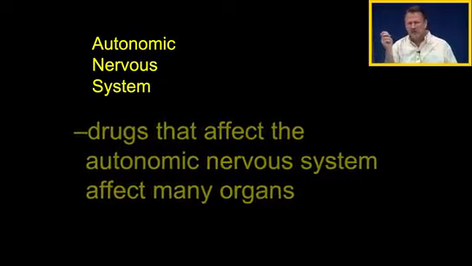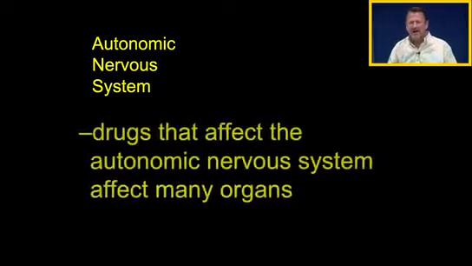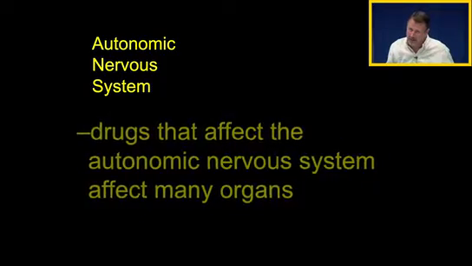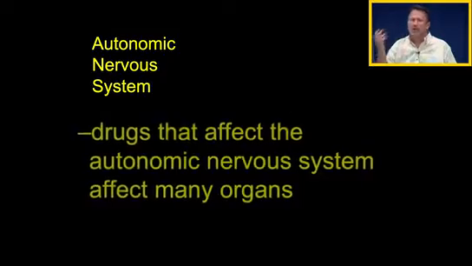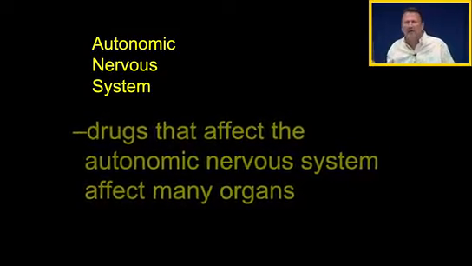And so these will be eye drops, and they'll be for the eyes. And are the eyes controlled by the autonomic nervous system? Yes. And so if it involves acetylcholine or cholinergic blockers or beta blockers or any of that, what is it? It's going to have effect on other organs as well.